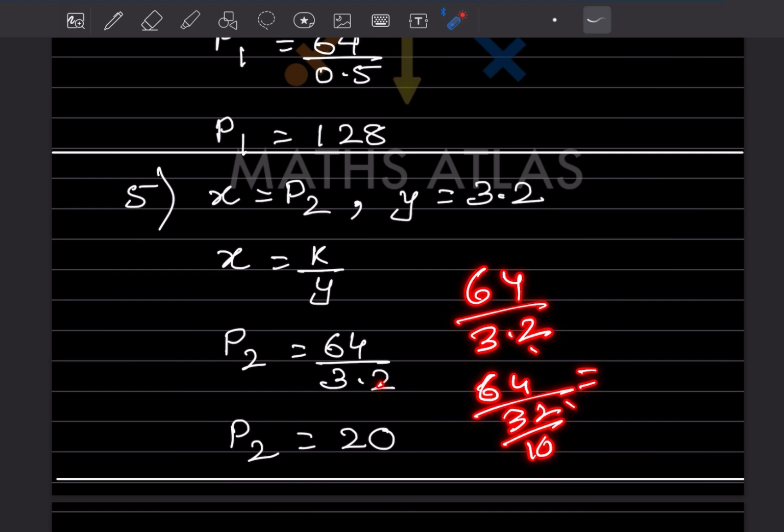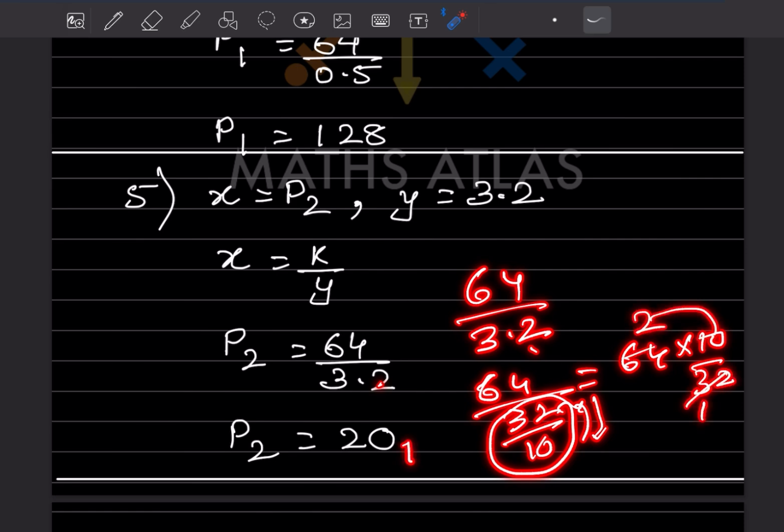So this will get flipped over, 64 into 10 by 32. So 32 ones are 32, 32 twos are 64. So this is going to be 20. So the P2 is 20.